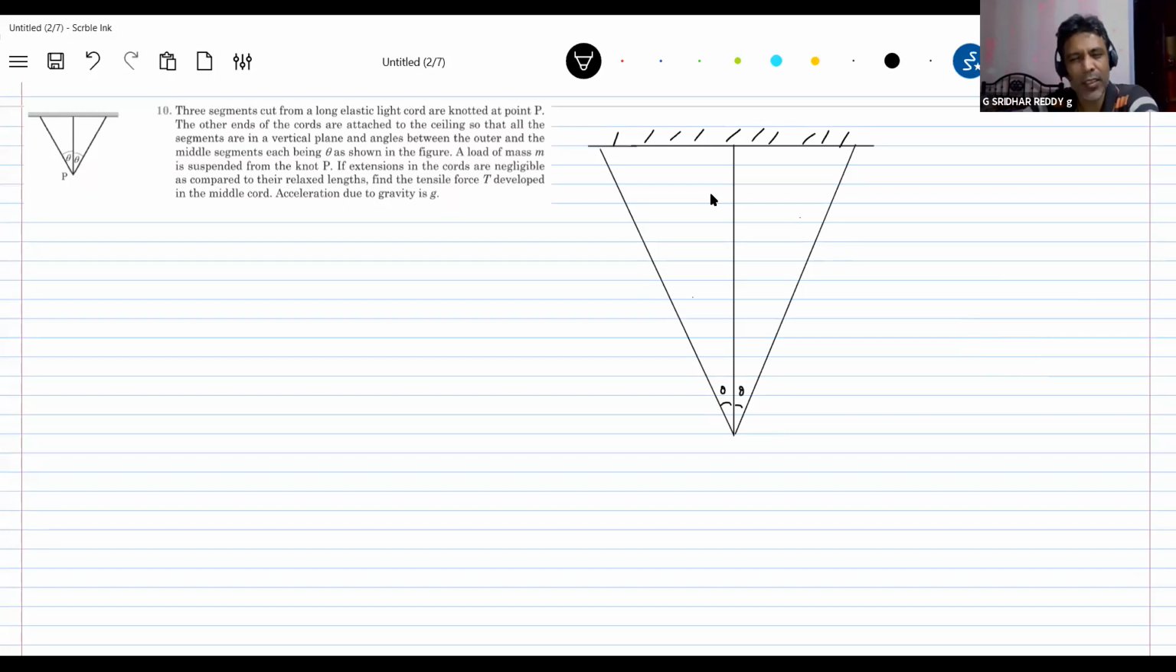What do you expect the length to be? And you see this part of the sentence: if the extensions in the cords are negligible as compared to their relaxed lengths. Actually, what is the state of these two? And here a block is suspended.